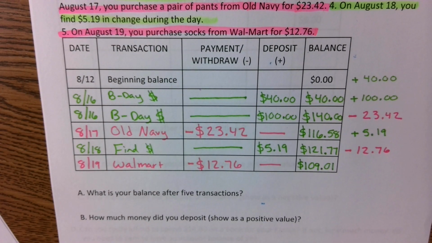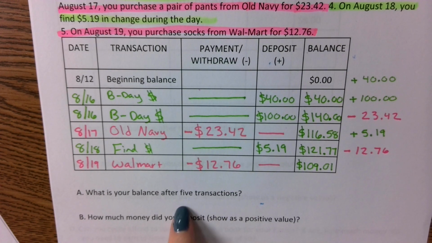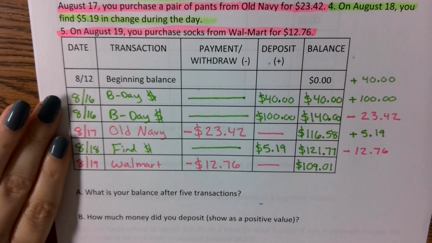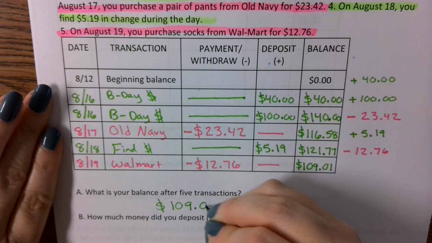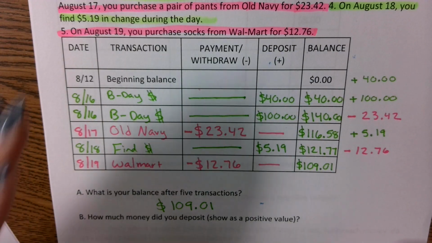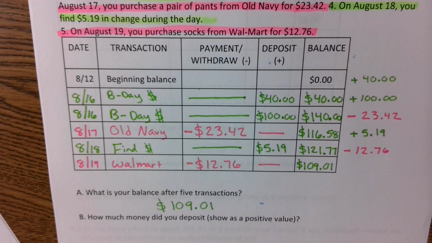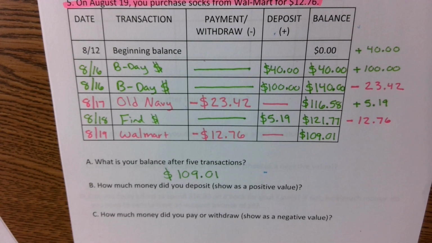Okay? So now we've got a couple of questions to ask. What is the balance in our account after all 5 transactions? How much money do we have in our account at the end? Amara? Very good. We have $109.01. After all the transactions, our final balance was $109.01.